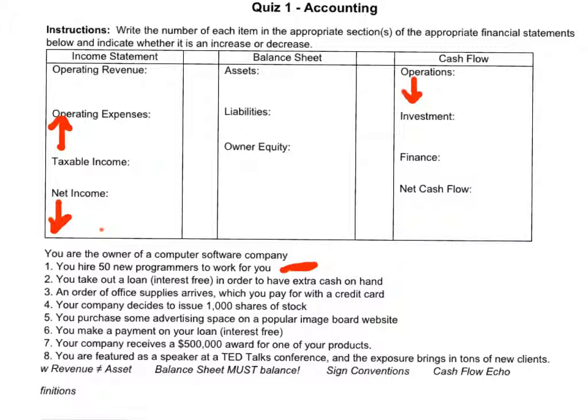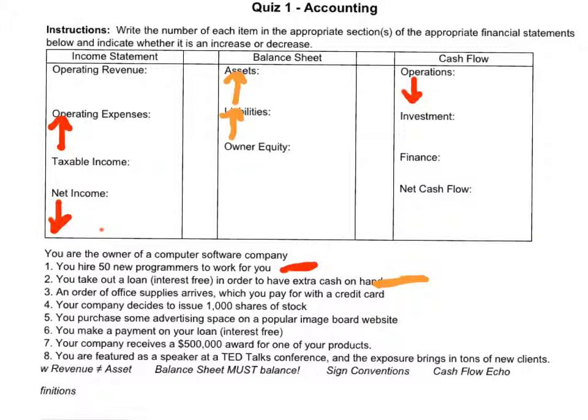And that should kind of finish off question number 1. Of course, there's going to be the resulting change in net cash flow, but we'll kind of ignore that for right now since it's not essential for you getting full credit. Next question, take out a loan, interest-free, in order to have extra cash on hand. I feel like we keep asking this question, but that cash that you get ends up being an increase in assets. It's the cash. You also have a resulting increase in liabilities.